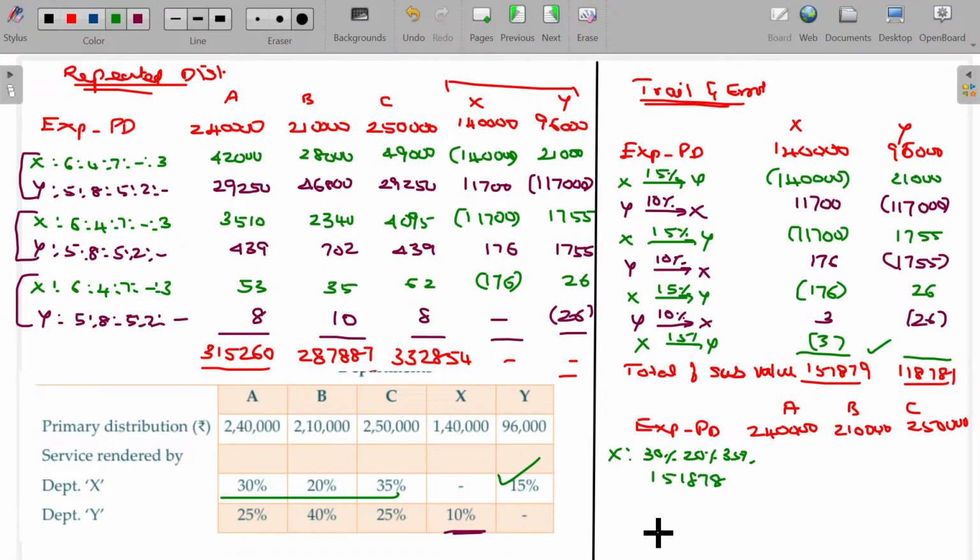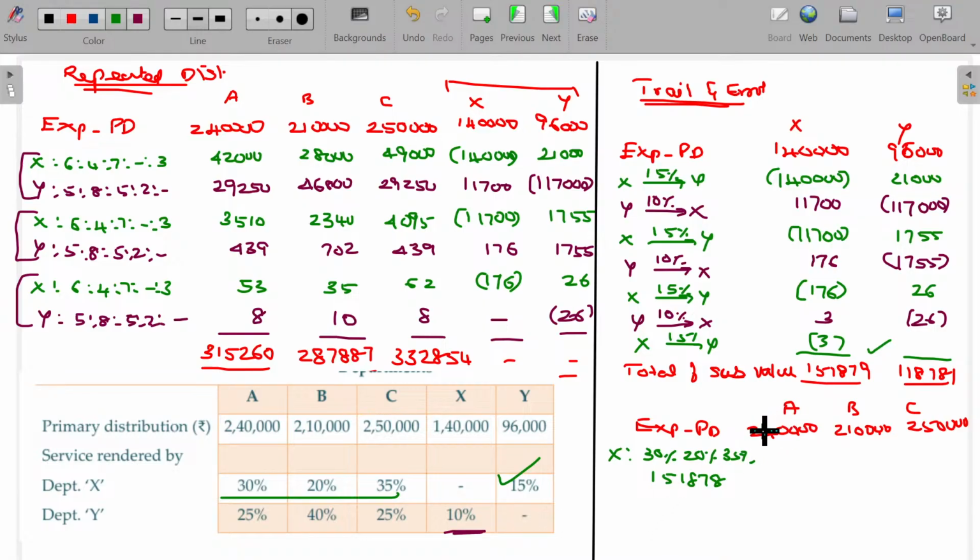1,51,878. The value you have calculated as per the trial and error method will be shared to the other department using the percentage, 30%, 20% of this, 35% of this. Don't convert into the ratios here. Don't convert this into the ratio of 6:4:7. That's meaningless. Only 30% will be taken. The other 50% is already included, so only 30% is taken. It's not 30:20:35. It's 30%, 20%, 35%.